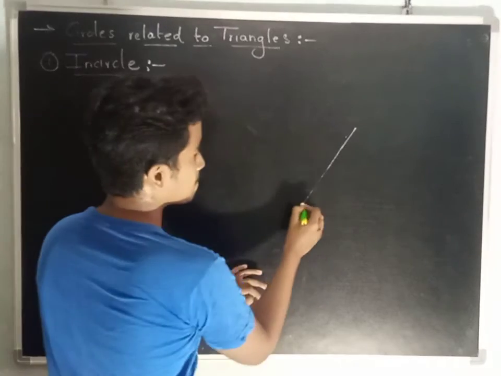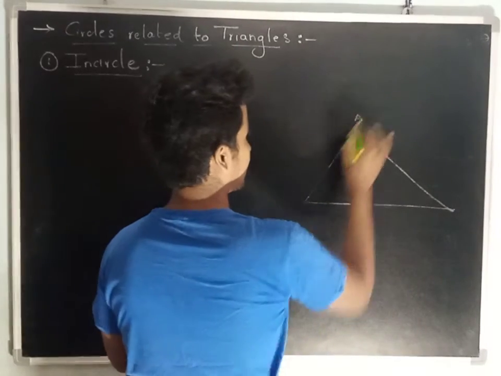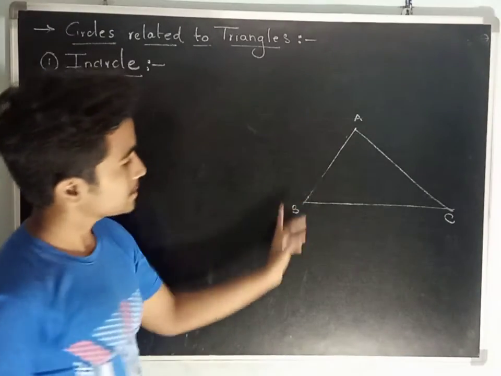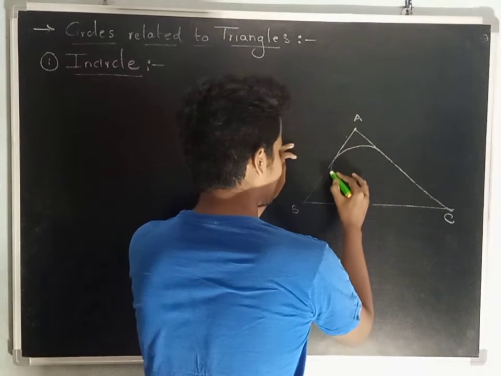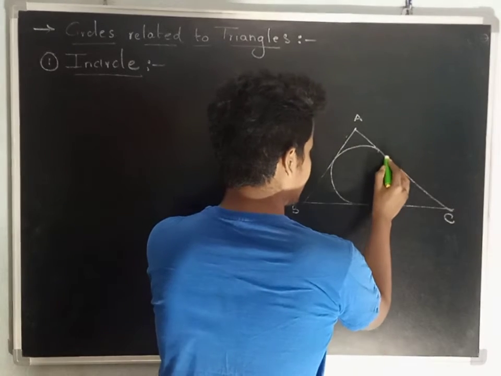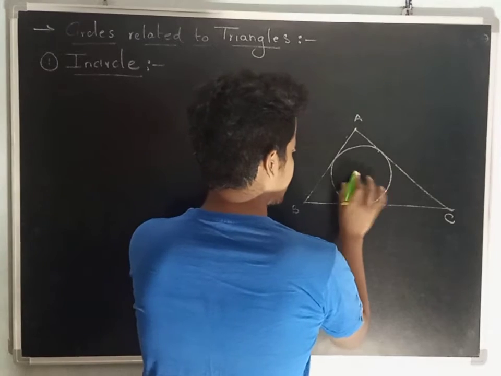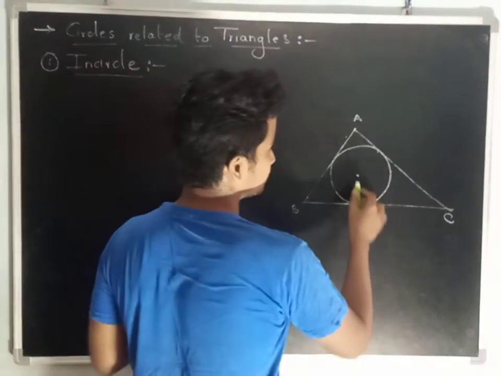Let me consider triangle ABC. Let me draw a circle inside the triangle. As I said, the sides of the triangle act like tangents, and this is the center of the incircle. Okay.